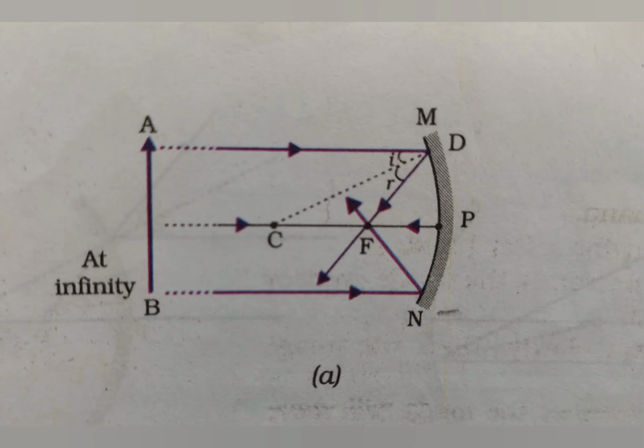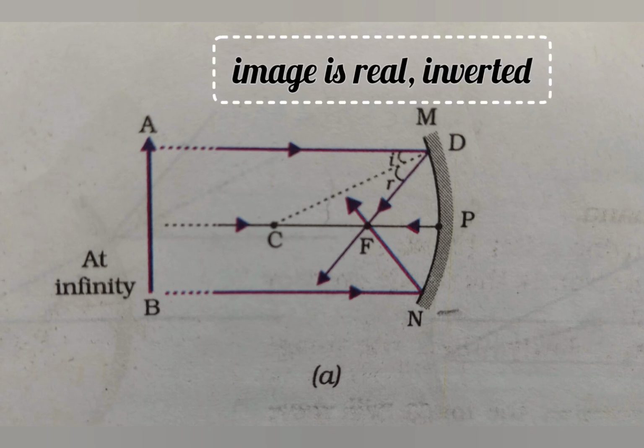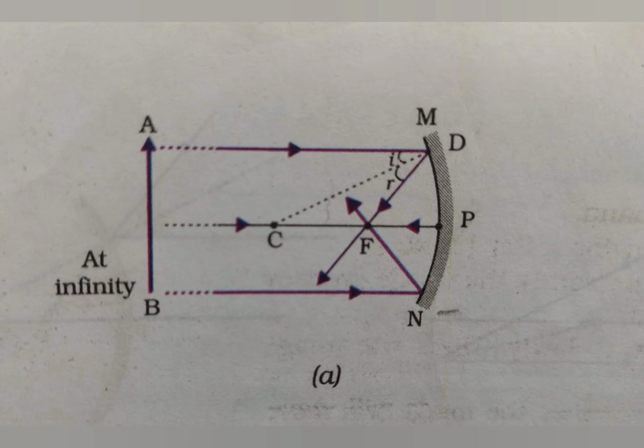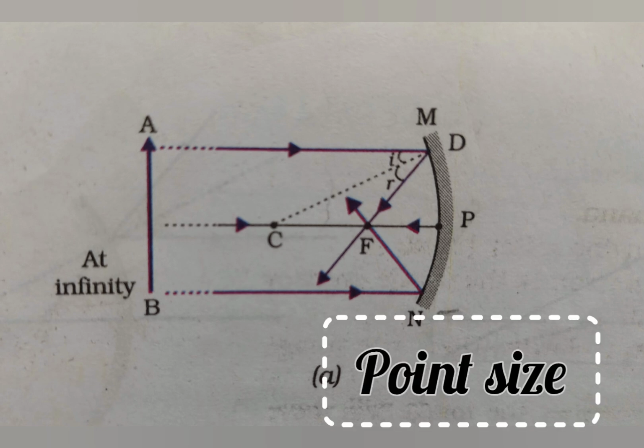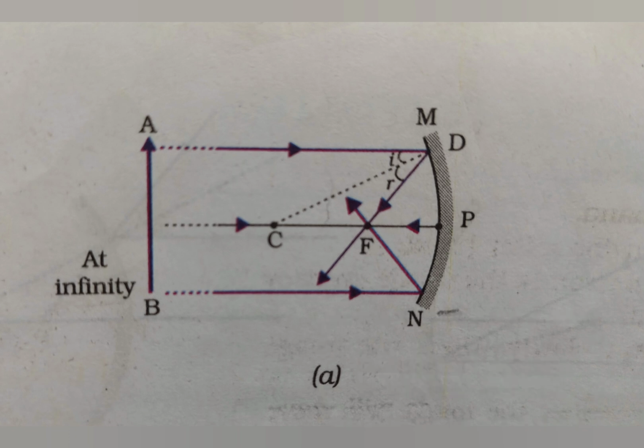Observe the diagram carefully. There are two parallel rays. After hitting the mirror surface, both rays pass through the focus. Therefore, image is formed at focus. Observe the image now. Image is real and inverted. So, why is it real and inverted? Image is formed on the left side of the mirror. That is a real image, and it is also inverted. Look at the size of the image. Size is highly diminished, otherwise we can say point size. Okay, this is our first ray diagram. I hope you clearly understand the first ray diagram.